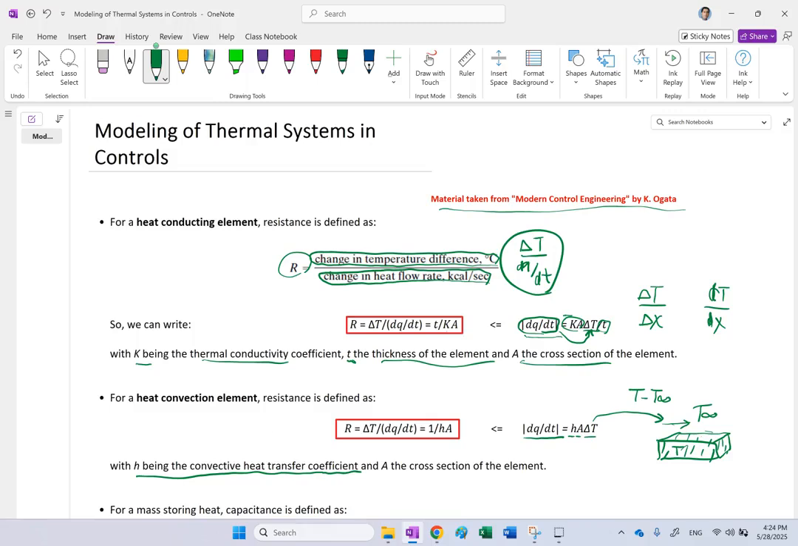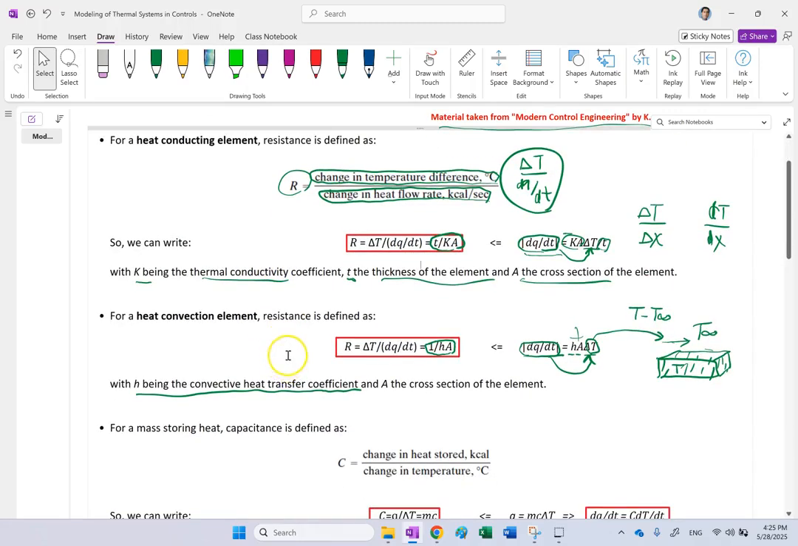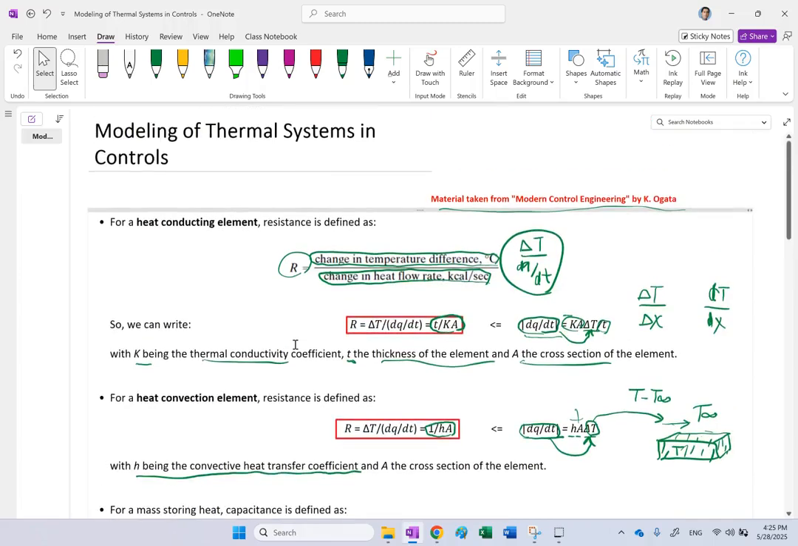In this case, if we want to find a formula for resistance, again, if I divide this delta T by this dq over dt, you see that 1 over HA is going to be your resistance when you have convection. So for conduction and convection, we now have a formula for resistance, and we can consider them like the resistance you had in electric circuits. Now, other than a resistance, what else do you have in thermal systems that is similar to, for instance, an electric circuit?